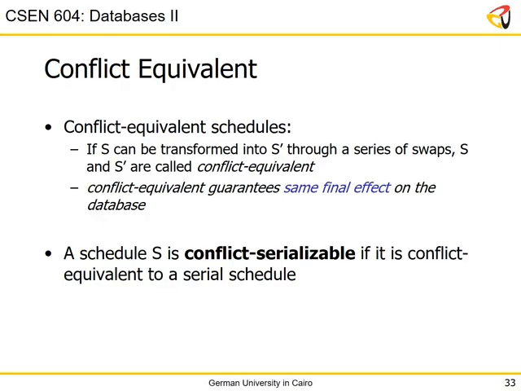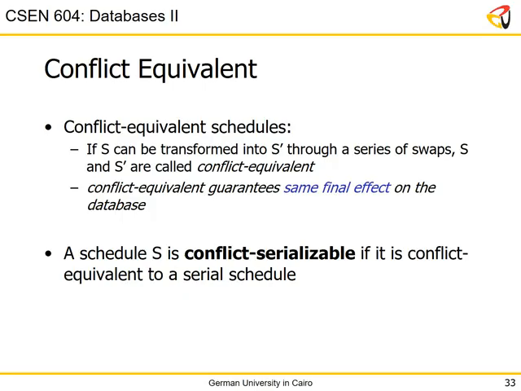So we come to exactly how the scheduler will generate the schedule. Okay, but to do that, we have to understand this notion of conflict equivalent schedules. Now, let me read it. It says, if S can be transformed into S bar, where S and S bar are schedules, through a series of swaps, S and S bar are called conflict equivalent. Okay, which means both of them respect the conflicts that exist within. Now, conflict equivalent guarantees the same final effect on the database, which means that if you respect the conflicts, you're not going to change the final results.